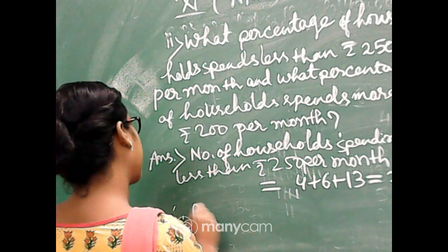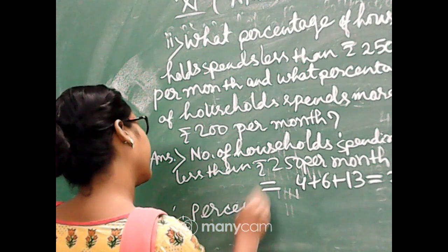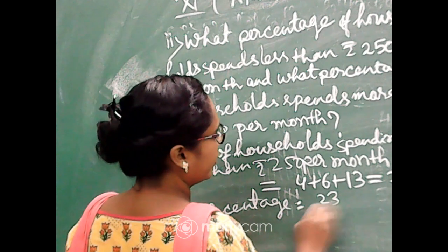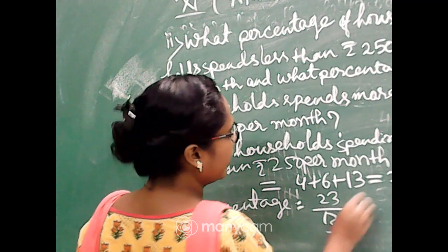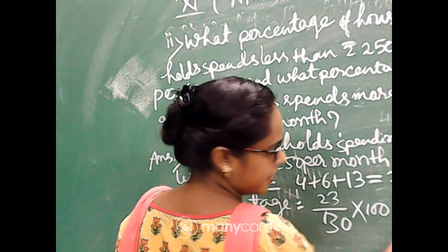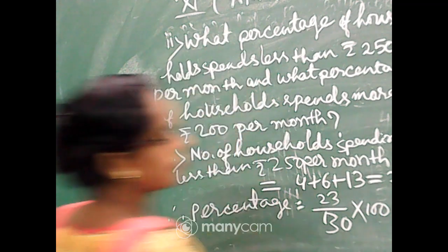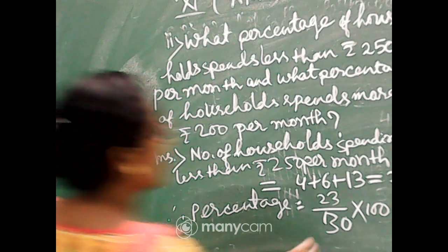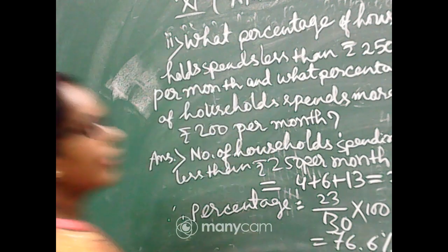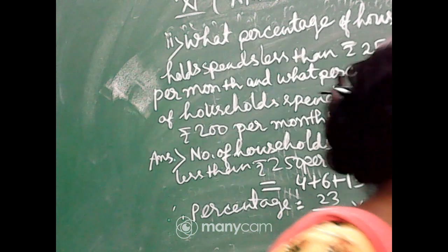Now the percentage is 23 by 30 into 100, because total households are 30. It will be 76.6%. The answer will be 76.6%. Okay, very good Riddha, Sanjivani, very good.